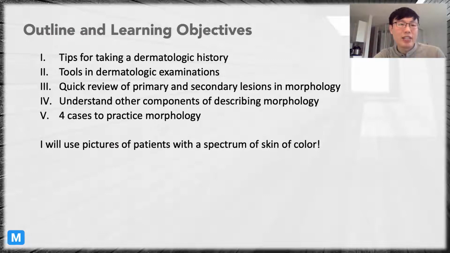And the learning objectives for today, there are 5 of them. We're going to talk about some tips for taking a derm history and then some tools we use in dermatology examinations. Then we're going to review primary and secondary lesions in morphology. We also going to talk about what are other components of describing the morphology besides the primary and secondary lesions. And then we're going to use 4 cases to practice morphology. I will be showing pictures of patients with a spectrum of skin of color to show how rash can be different in patients with skin of color.